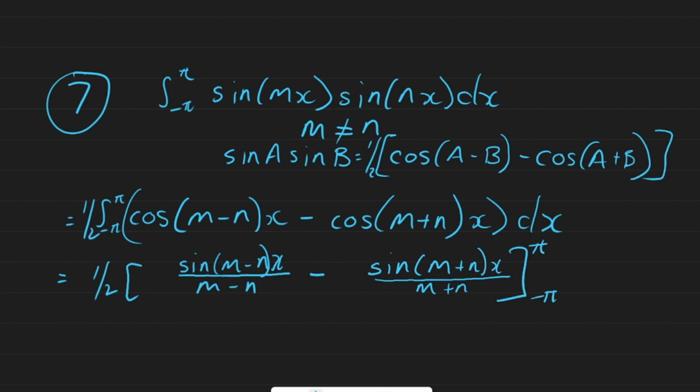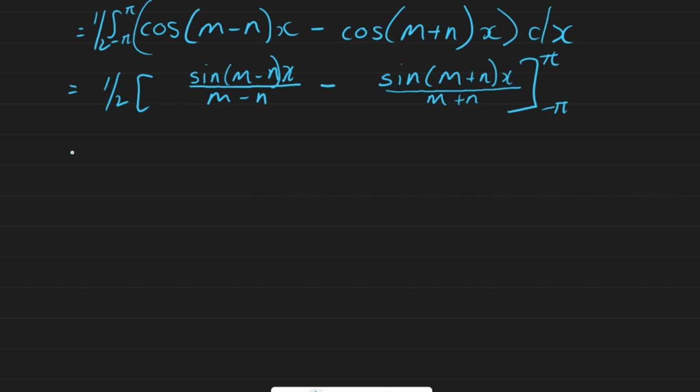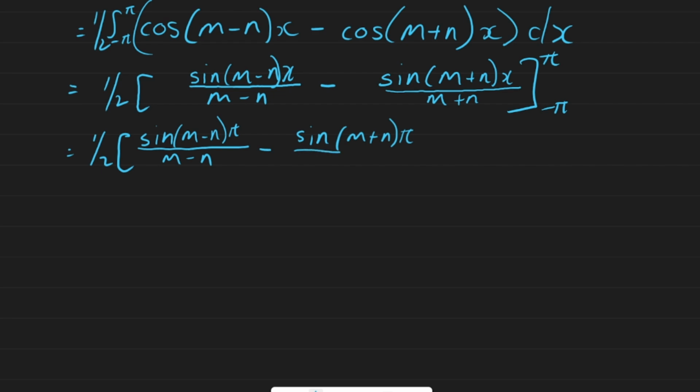And what we'll need to do, as was done previously, is substitute in pi and minus pi. So fairly straightforward to do. We get a half into sine of m minus n pi over m minus n minus sine of m plus n pi divided by m plus n.